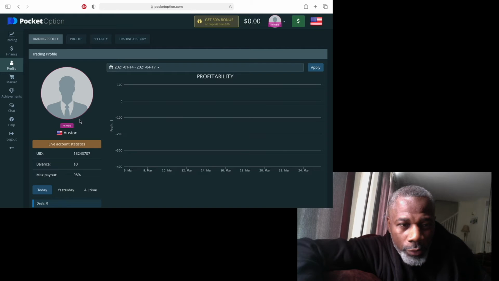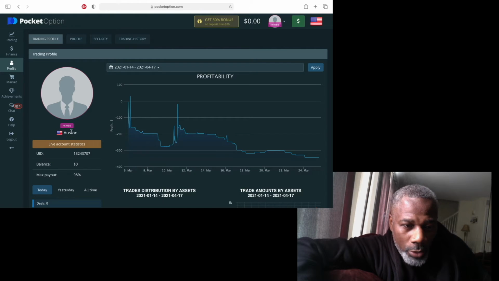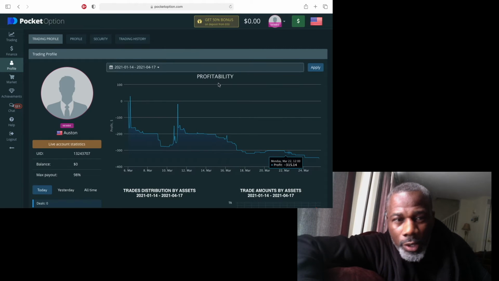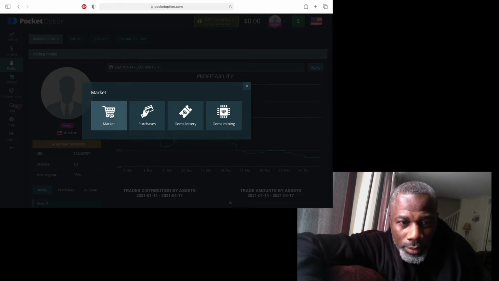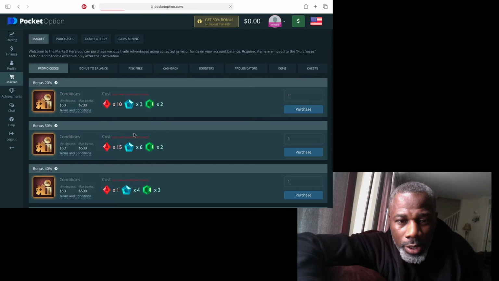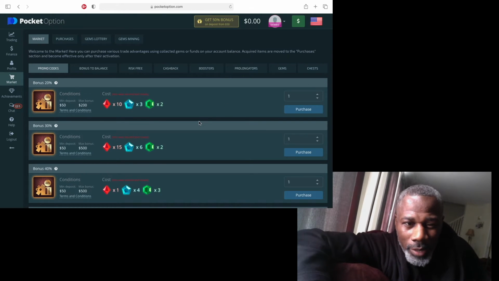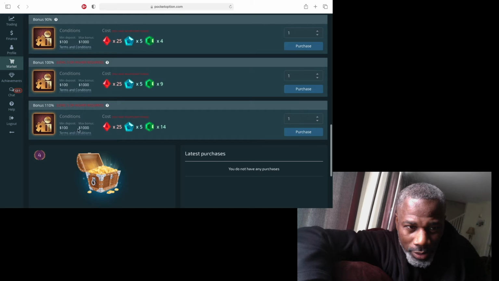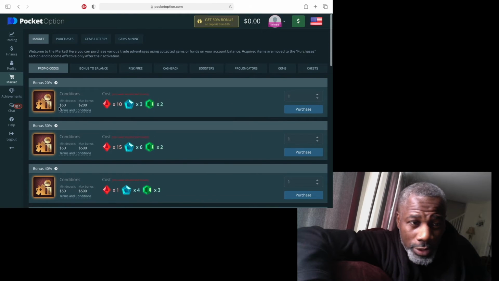Now here's your platform, your profile, your trading profile. Your profile is this. So right now you see my name Austin, you see your user ID, you see your balance, you see maximum payout, and this is your profitable chart, how you were doing from the dates that you started. Here's the market where you can click on that. You can click on here, and one thing that's unique about this, and I don't have a clear understanding of this, but it's also where you can collect these gems, and these gems with a minimum deposit and maximum bonus $1,000. So you could purchase these, but I'm not too familiar with this, so I won't go deep into that right there.